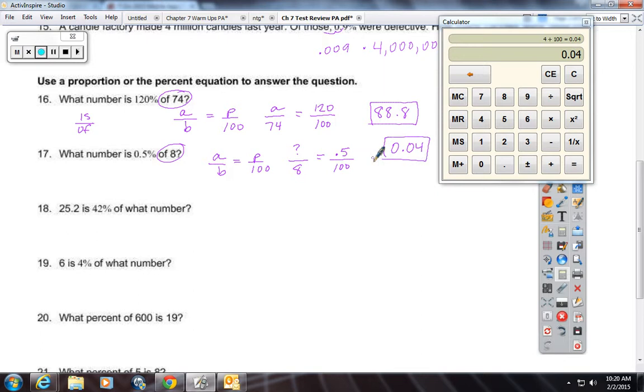Number 18. Now this one is worded a little different. I'm still going to use the A over B is P over 100. For sure, that's a giveaway, 42%. That's going to be the P. Now, do I have A or do I have B? A. Well, how do I know it's A? Because it's associated with the word is. So 25.2 is going to go in the numerator, and I'm trying to find the base. I'm trying to find the bottom number. So I still cross multiply and divide.